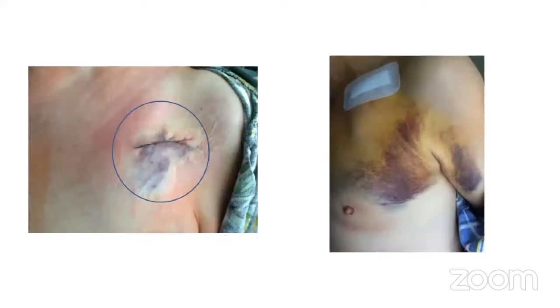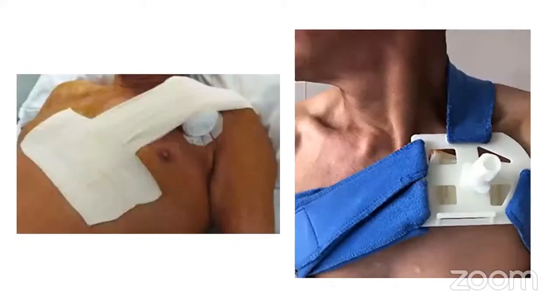As we can see here, the sign of hematoma. And here also we can see the compressive dressing and the compressive device.